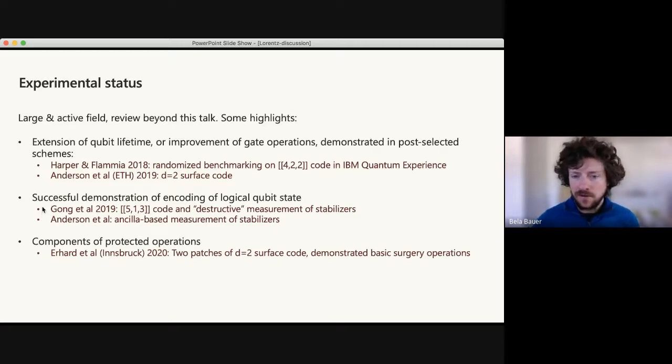People have, in various architectures, demonstrated that they can encode a state into a logical qubit with reasonably high fidelity, and they can check all the stabilizer measurements and see that they've successfully prepared the logical qubit state. And also some of these components of protected operations have been demonstrated. So for example, this surgery operation that's basically doing a logical operation on two surface codes by gluing them together, that's recently been demonstrated in the Innsbruck group.